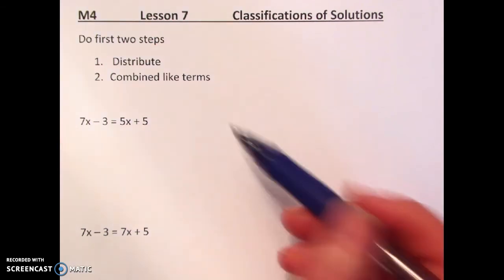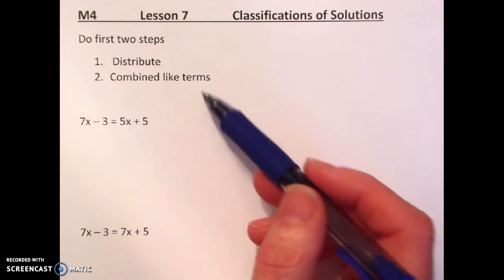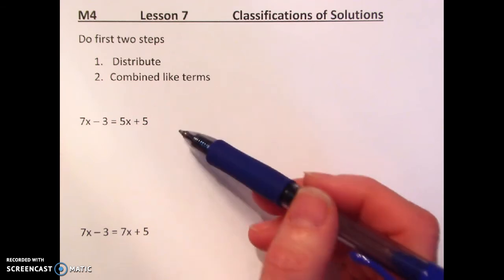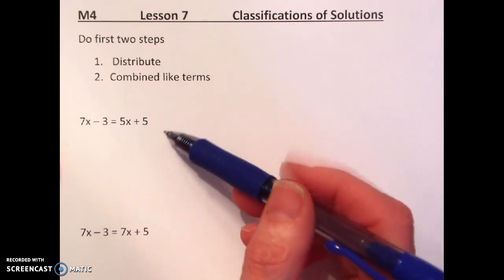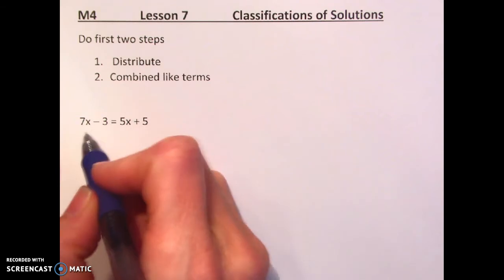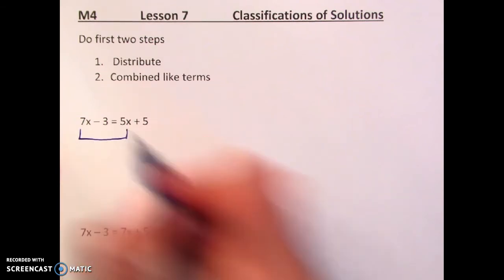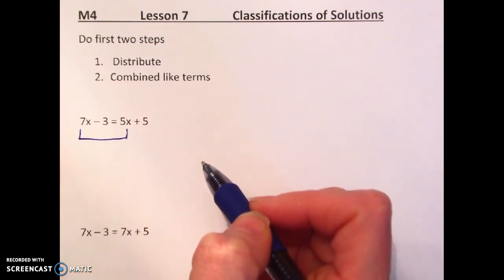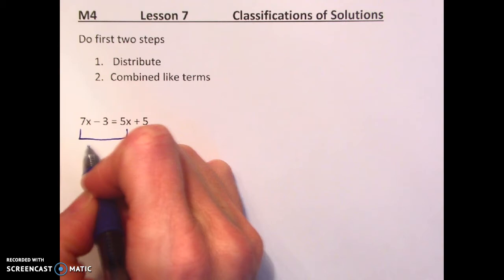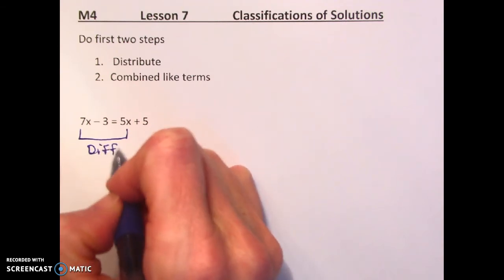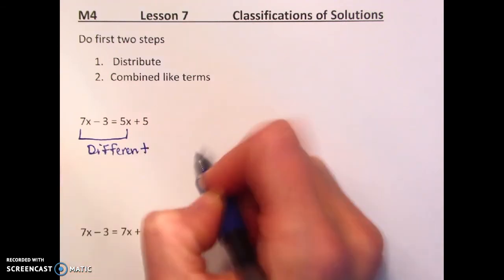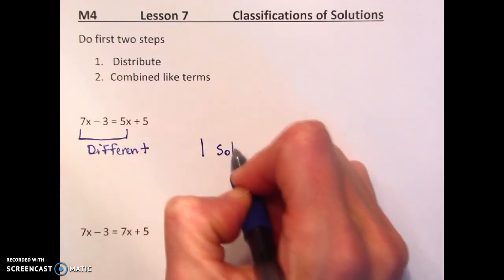Now remember, you have to have already distributed and combined like terms on each side of the equal sign before you can start making these decisions. If you look at the x term and the coefficient in front of the x is different, then you will always have one solution.